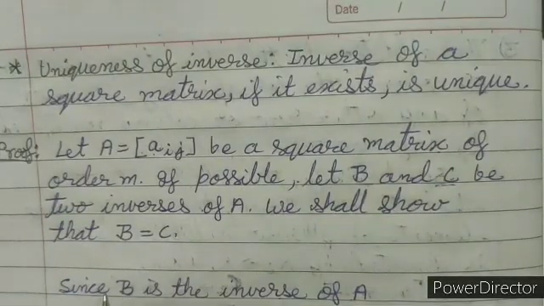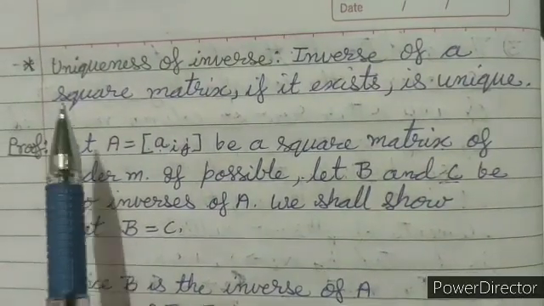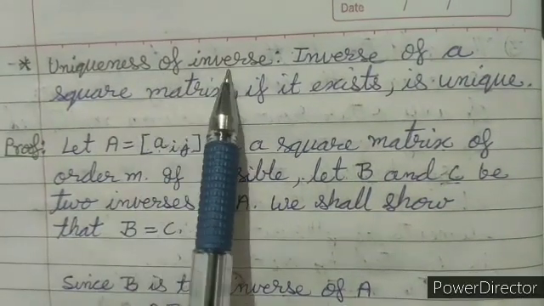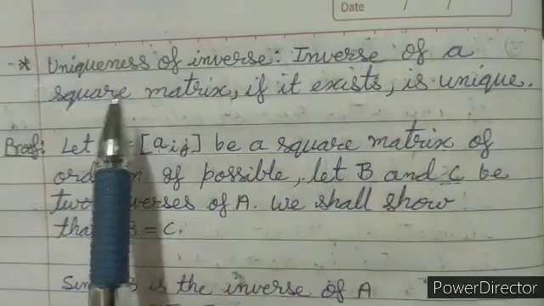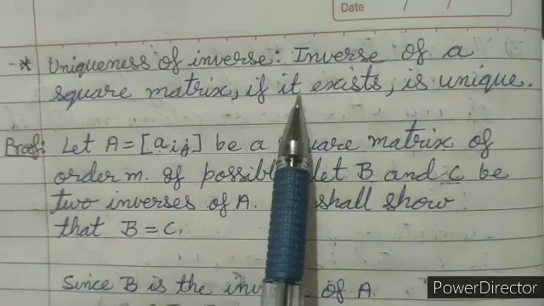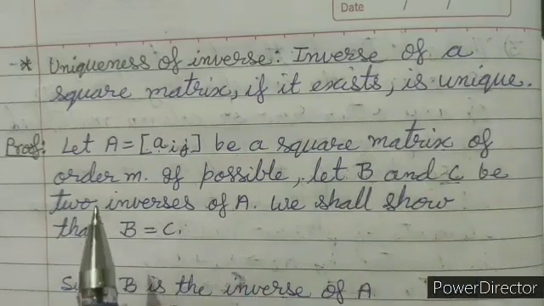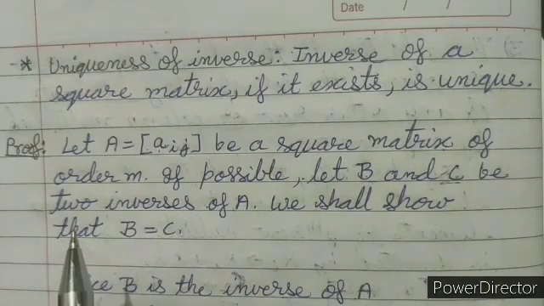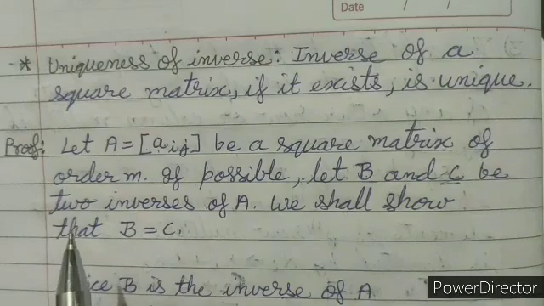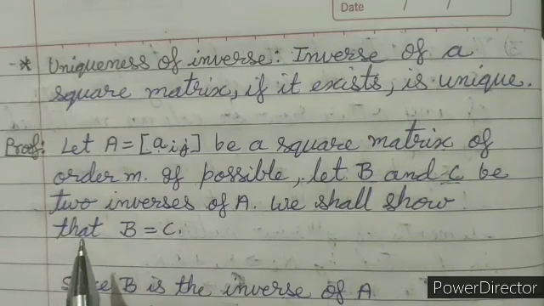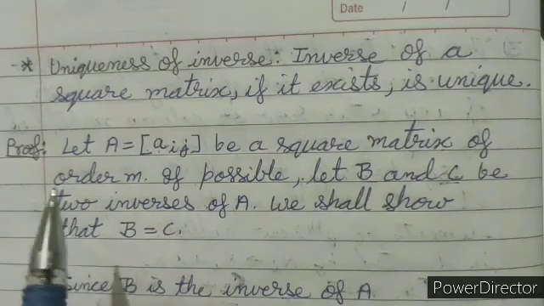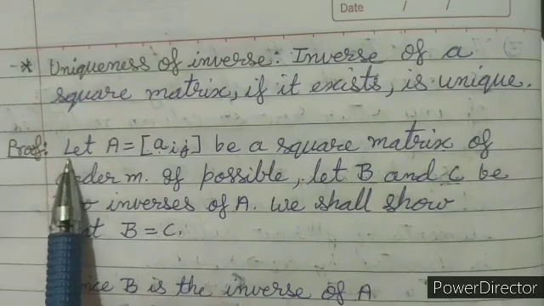Now come to some properties of the inverse of a matrix. First, uniqueness of inverse, that is, the inverse of a square matrix, if it exists, is unique. That means every square matrix has one and only one inverse, if it exists. Now let us prove this.